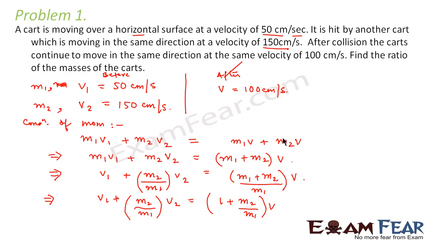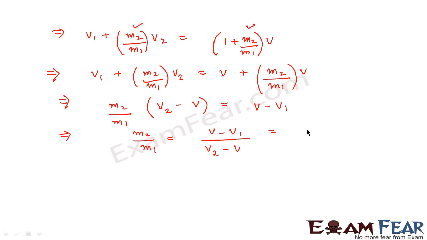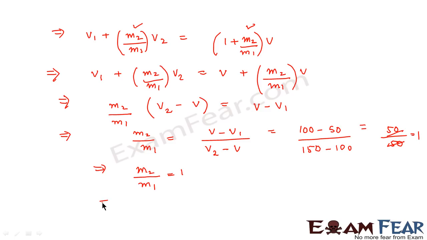Now we'll put the values of v, v1 and v2. v1 is 50, v2 is 150 and v is 100. So v is 100, v1 is 50, v2 is 150 and v is again 100. So we get 50 divided by 50. So we get 1. Therefore, we find that the ratio of the masses of the two carts is equal to 1. That is, both the carts are of the same mass.